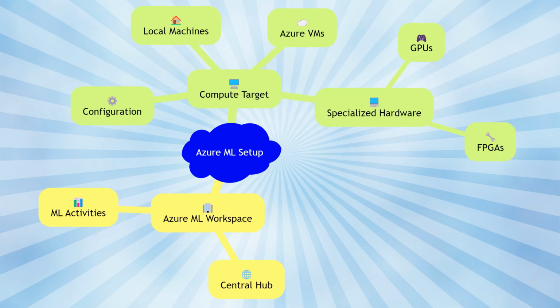Before you can start tuning hyperparameters, you need to set up your Azure Machine Learning environment. This involves creating an Azure ML workspace, which serves as the central hub for all your machine learning activities. You'll also need to configure a compute target, which is the hardware resource where your model training and hyperparameter tuning will take place.